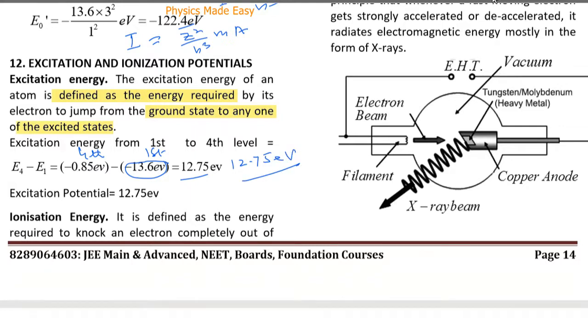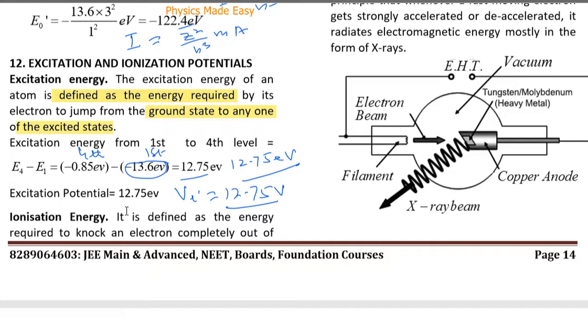And now, if you remove electron volt, it means excitation potential, Vi, excitation potential is 12.75 volt. If this much potential is available, then the electron from the first level can be shifted to the fourth level.